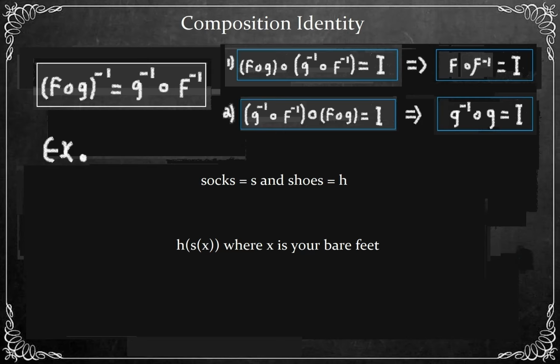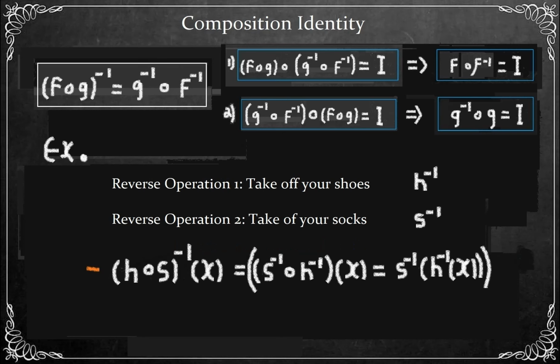First though, we need to put on socks, then shoes. First operation, put on socks. Second operation, put on our shoes over our socks. The combined function reads as h of s of x, where the input x is our bare feet.